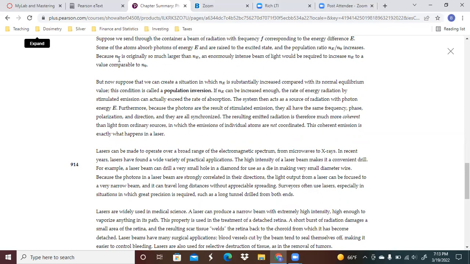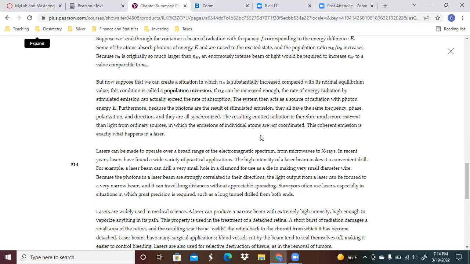Population ratio increases. Because N naught is originally so much larger than N E, an enormously intense beam of light would be required to increase N E to a comparable value. But suppose we create a situation in which N E is substantially increased compared to its normal equilibrium value. That's considered population inversion. If N E can be increased enough, then the rate of energy radiation by stimulated emission can actually exceed the rate of absorption. The system then acts as a source of radiation with photon energy E. Furthermore, because the photons are the result of stimulated emission, they all have the same frequency, phase, polarization, and direction, and they're all synchronized.